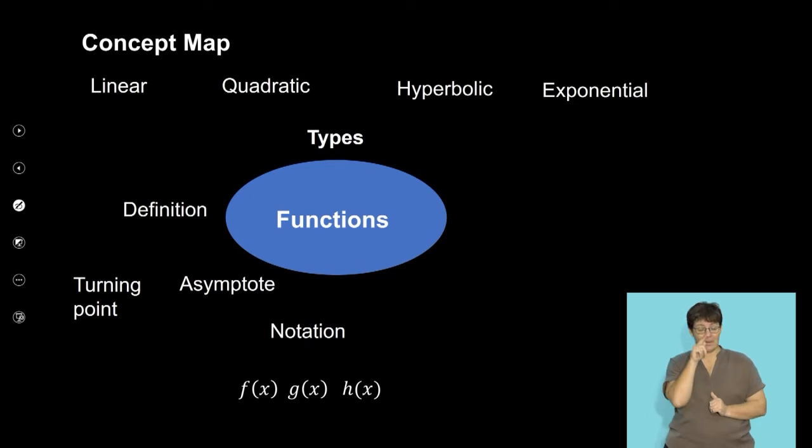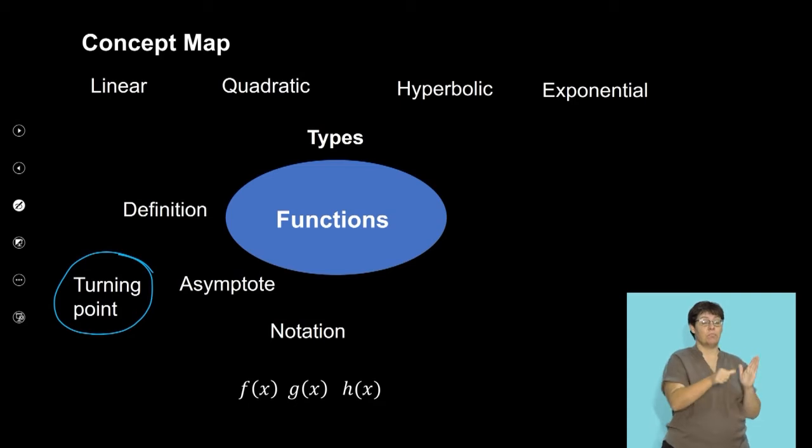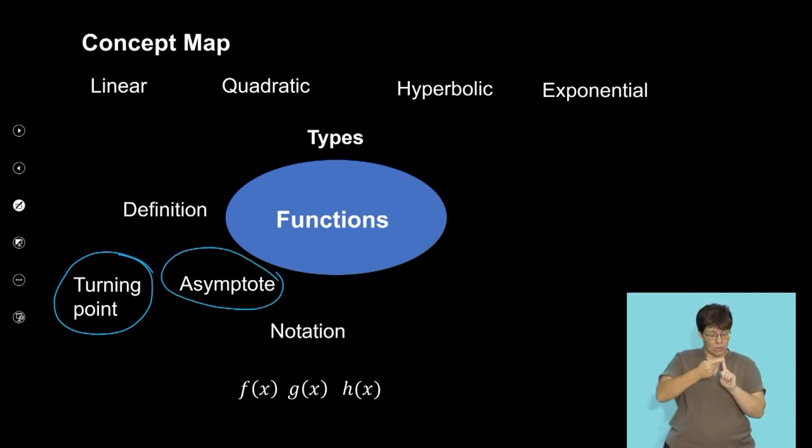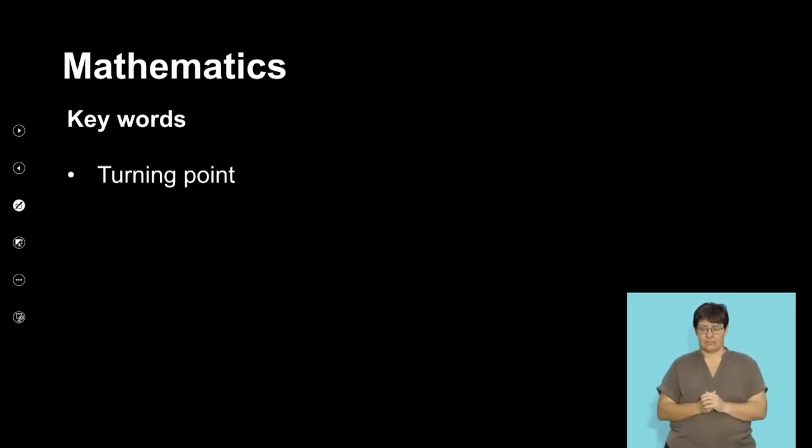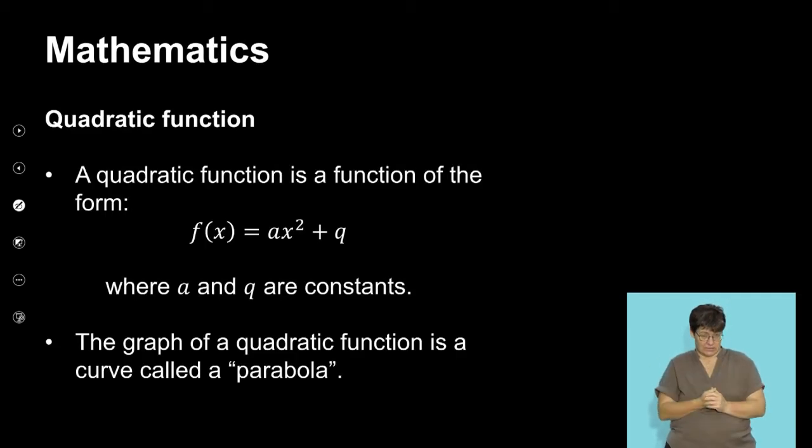So remember, the big idea here is functions, and there are different types of them, which is what we're actually going to look at, each type of function. The definition, the main thing here for this lesson is what you call a turning point and an asymptote, as to what exactly these things mean and how to go about understanding them. Now, as I said, the key word here is the turning point.